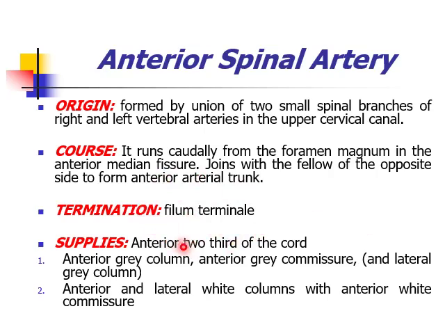This anterior spinal artery supplies the anterior two-thirds of the cord. If we are looking at a horizontal section through a spinal segment, this anterior spinal artery supplies the anterior two-thirds of the cord. This anterior two-thirds includes the anterior gray column, the anterior gray commissure, and lateral gray column if we are talking about the thoracic region. It also supplies the anterior and lateral white columns with anterior white commissure.